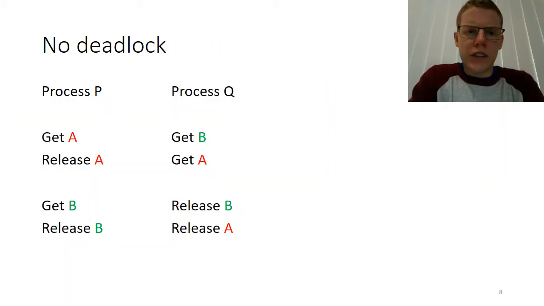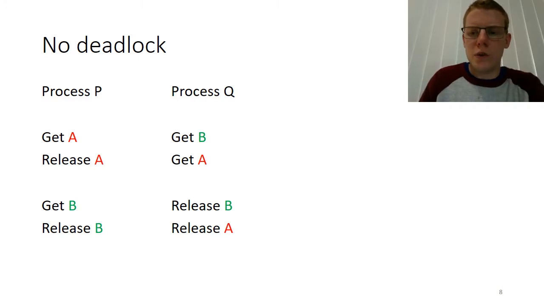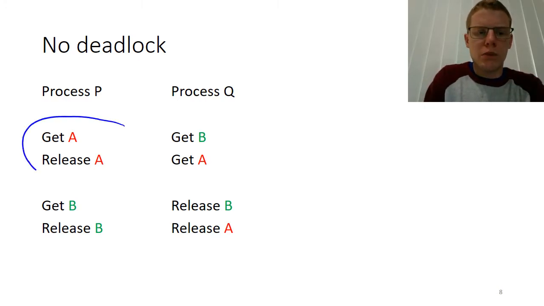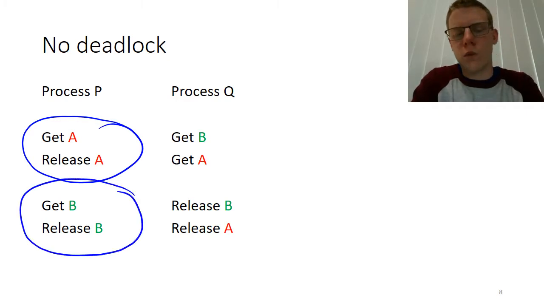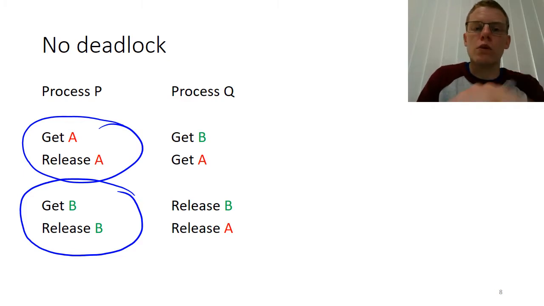So a slight modification to the same situation is if we leave process Q exactly as it was, but we change process P so that it only asks for one resource at a time. So it might have been that process P needed resource A and resource B, but it didn't actually need to hold on to both of them at the same time. It could do whatever it needed with resource A, and it could do whatever it needed with resource B separately. So we'll look at the joint process diagram for this and see why this does not result in deadlock.